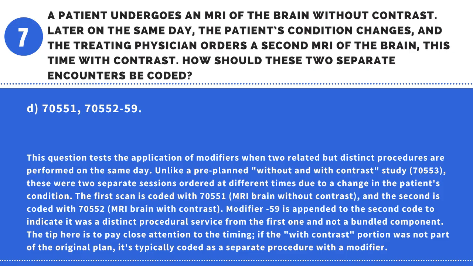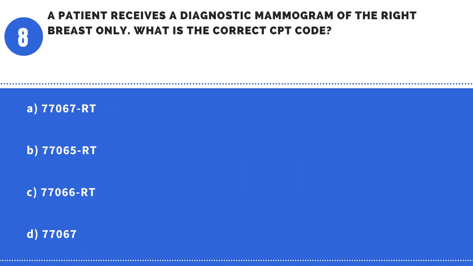Question 8. A patient receives a diagnostic mammogram of the right breast only. What is the correct CPT code? A. 77067RT, B. 77065RT, C. 77066RT, D. 77067. Answer: C.